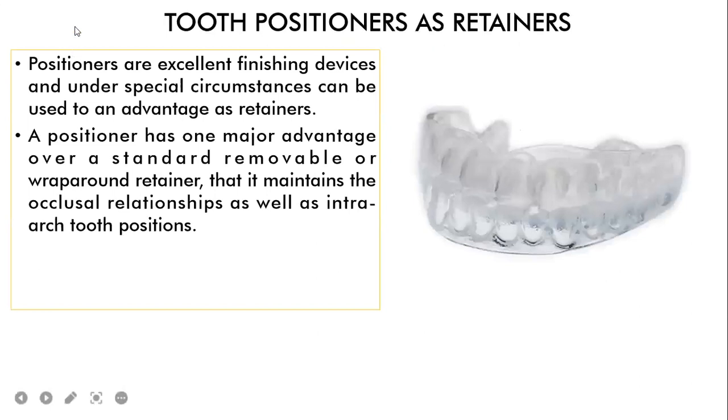Okay. Now you also have something called the positioners. Positioners are again clear appliances, tooth positioners. It was given by Kesling. It was called the Kesling tooth positioner. Basically a thermoplastic rubber-like material, which went interocclusally, between the upper and the lower, and a small amount of gingiva it covered. So it did not need any active activation. It helped in bringing about minor tooth movements, but this also acted as a good retainer. One major advantage is that it maintains the occlusal relationship as well as the intra-arch tooth position.